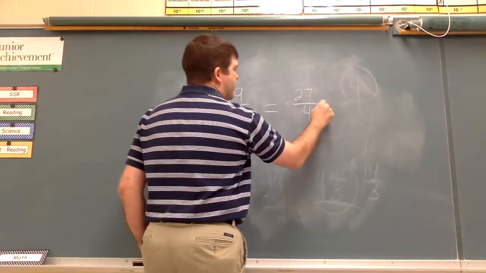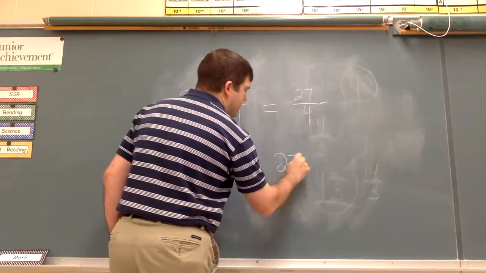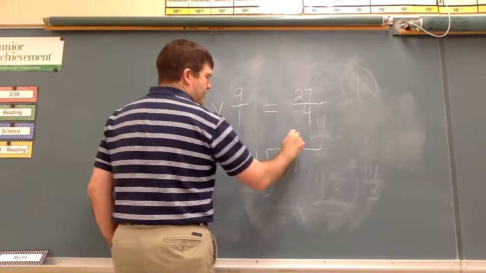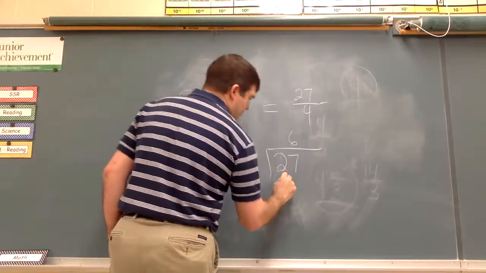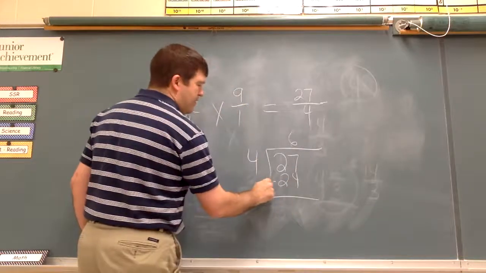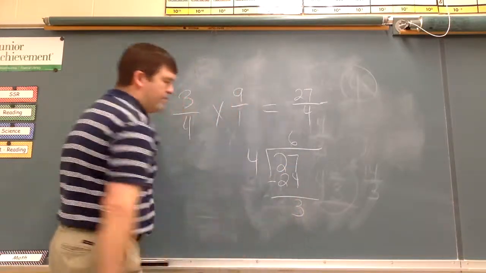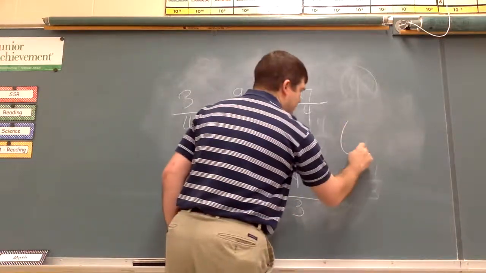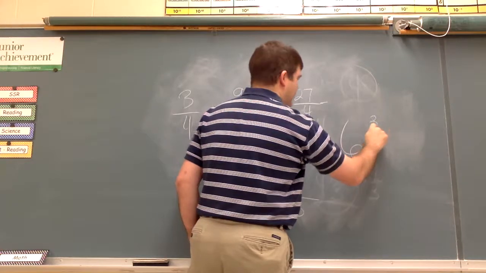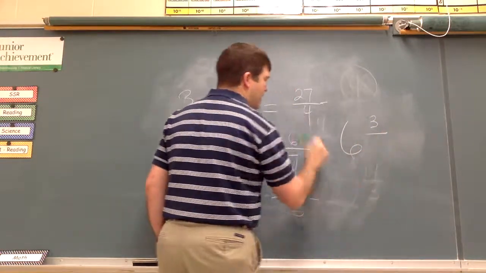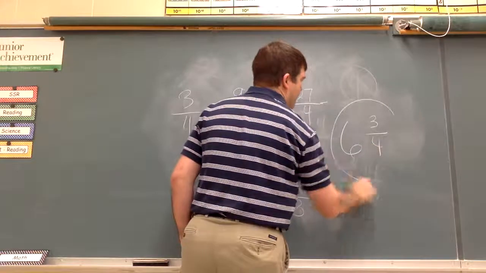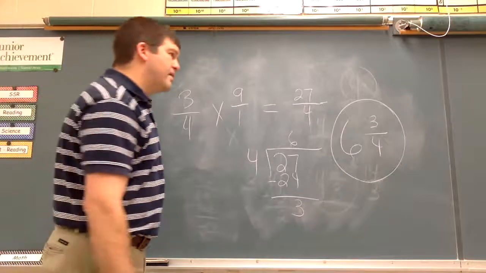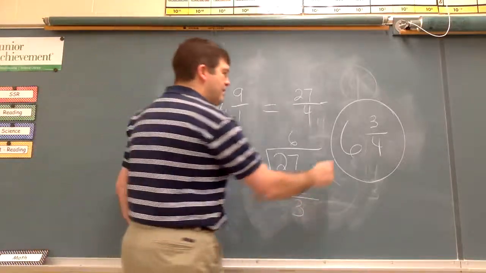So it's 27 divided by 4. See, 4 goes in there 6 times. 6 times 4 is 24. I subtract it out, I have 3. Can't get a 4 in there, so I have a remainder of 3. The 6 is the whole number, the remainder goes right there, and then I keep the same denominator. 6 3/4.